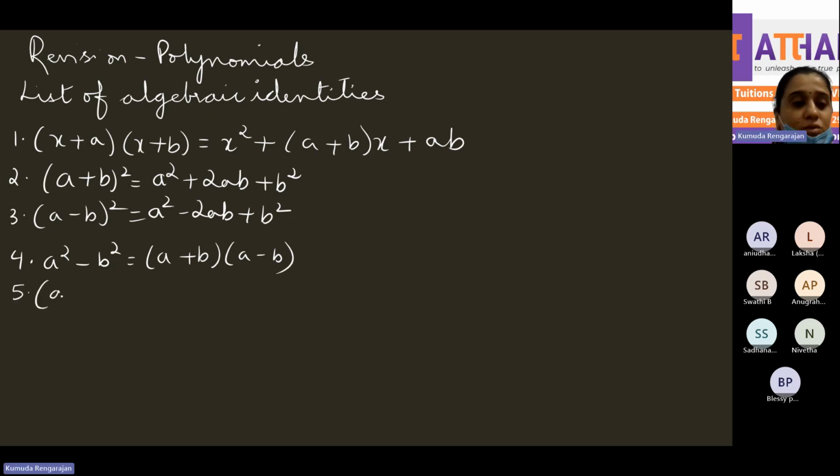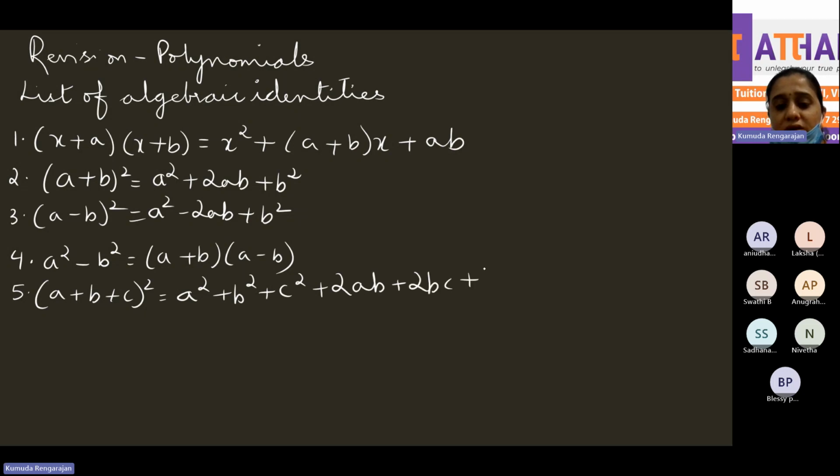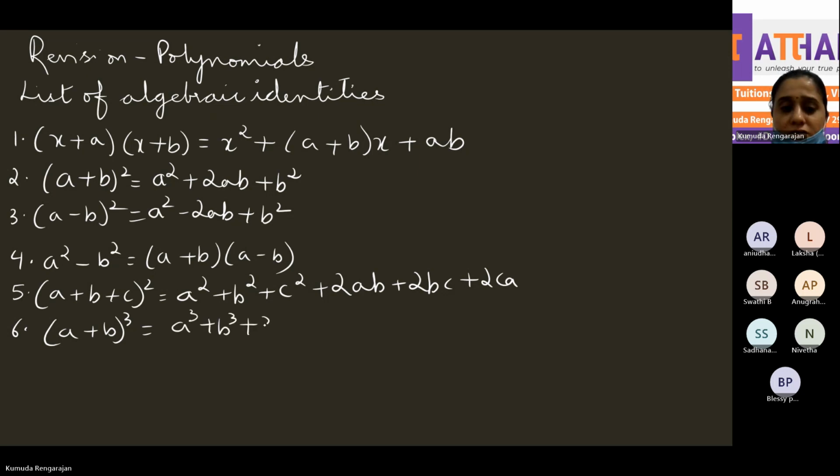Prenu, A plus B plus C the whole square. Plus 2AB plus 2BC plus 2CA. If you take 2 common, you will get AB plus BC plus CA in the bracket, correct? All right. Then A plus B the whole cubed. Very good. Plus 3AB into A plus B.